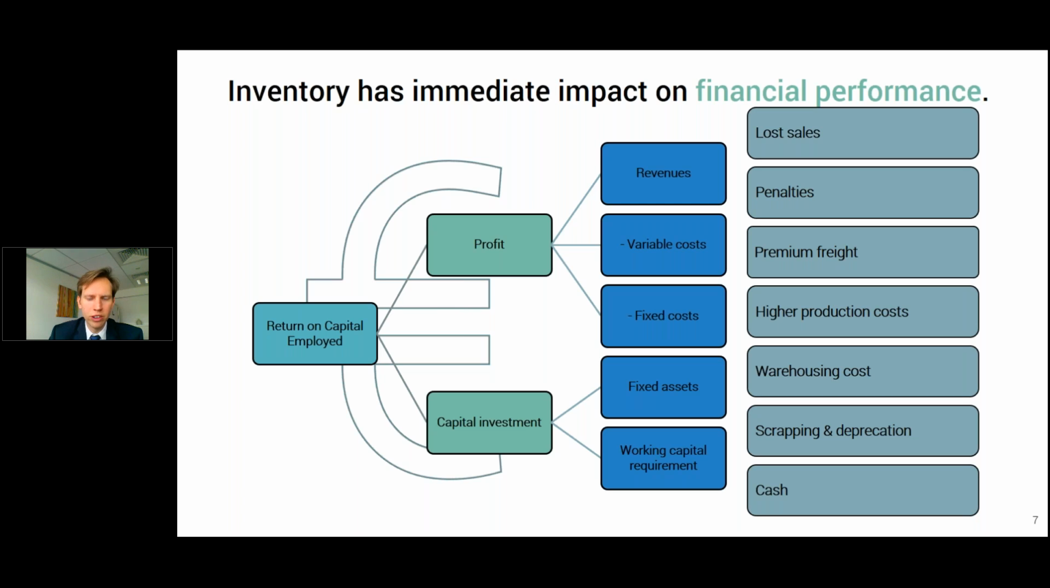And then of course the last one is cash. The more inventory we have to keep, the more money we have to invest in our business, and the longer we have to wait between the moment that we buy product and the moment that we get the money from the customer. So I think all of these are examples of why inventory influences immediately and directly the financial result of an industrial company. I think that is a big reason why inventory is such a big subject for supply chain professionals like most of you are probably.